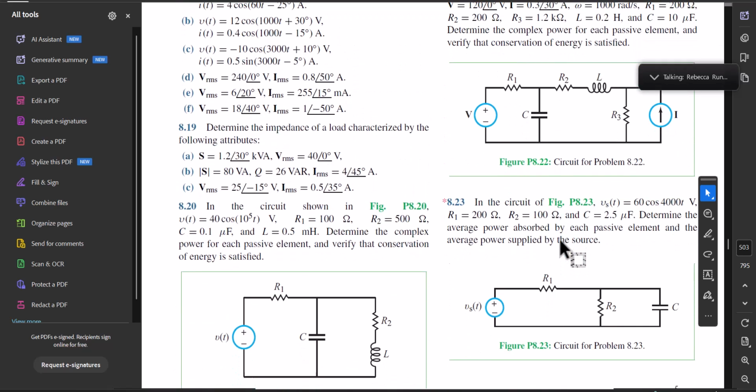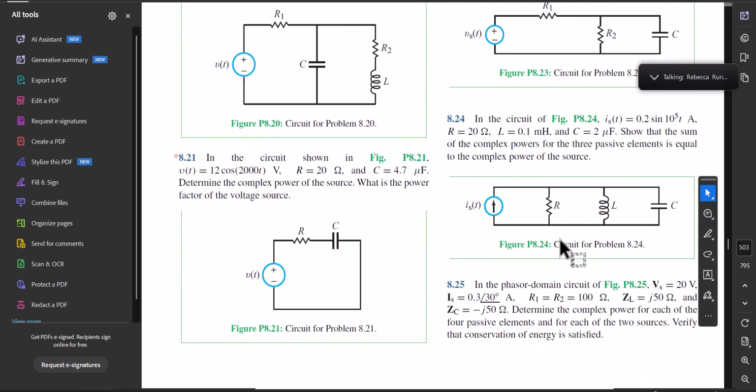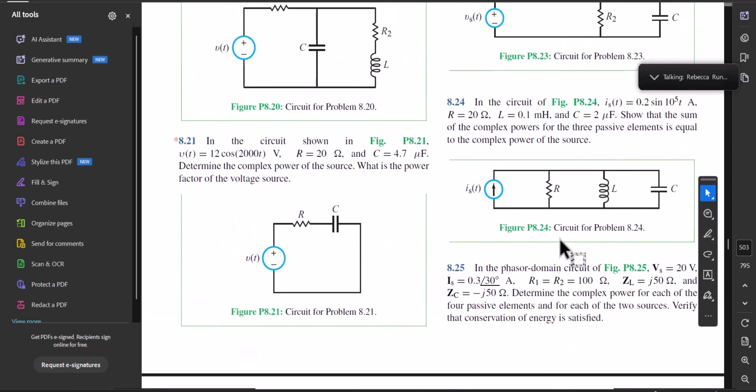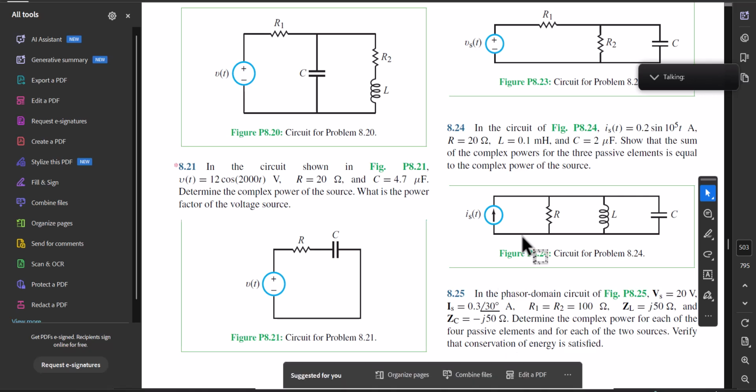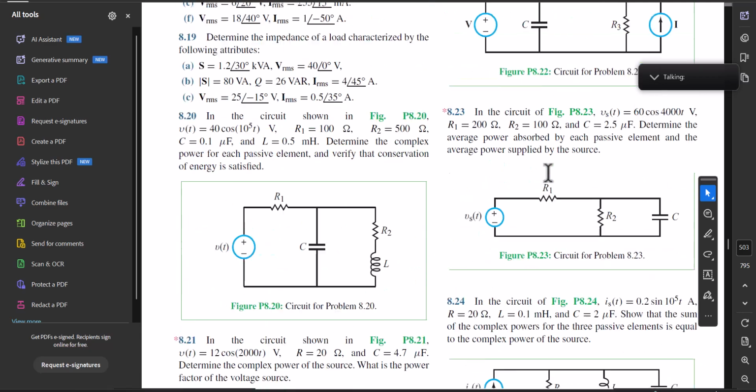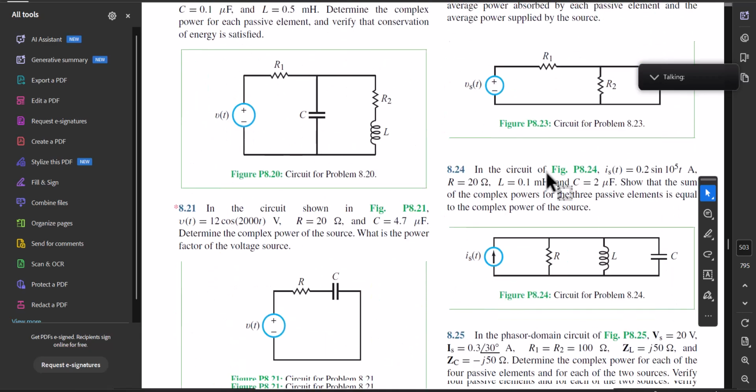Did y'all see one of these? I was going to do 820 or 821, unless y'all have one that you like better. Okay.